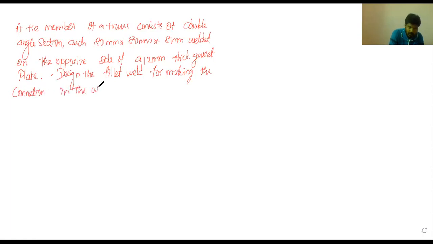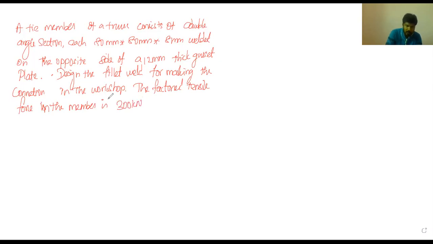in the workshop. So here they mentioned workshop, that is shop welding. So gamma MW value is 1.25 from Table number 5 of IS 800 2007. The factored tensile force in the member is 300 kilonewton. So this is the given data with respect to the problem.